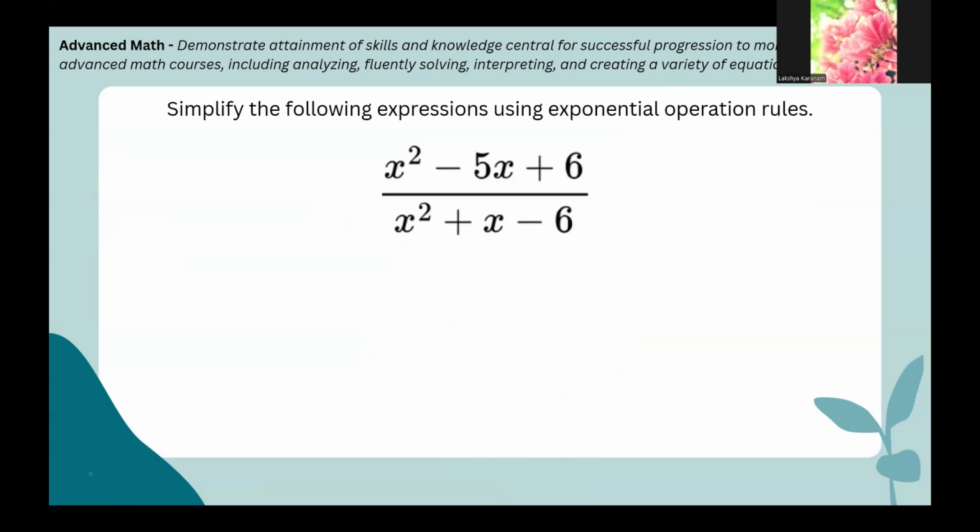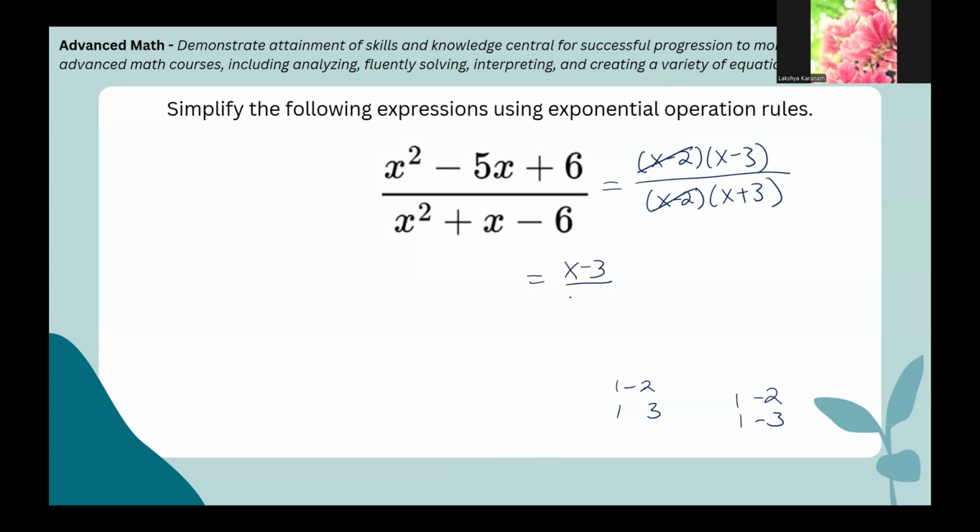Alrighty, let's do the same thing again. This time we have a quadratic in the numerator and in the denominator. So we want to factor both of these to the level best, right? So for the numerator, I'm thinking 2, 3, both of them. Yep. So we have x minus 2 and x minus 3. And the denominator can factor into x minus 2, x plus 3. Okay, x minus 2's cancel, and you end up with x minus 3 over x plus 3, which is the fully simplified version.